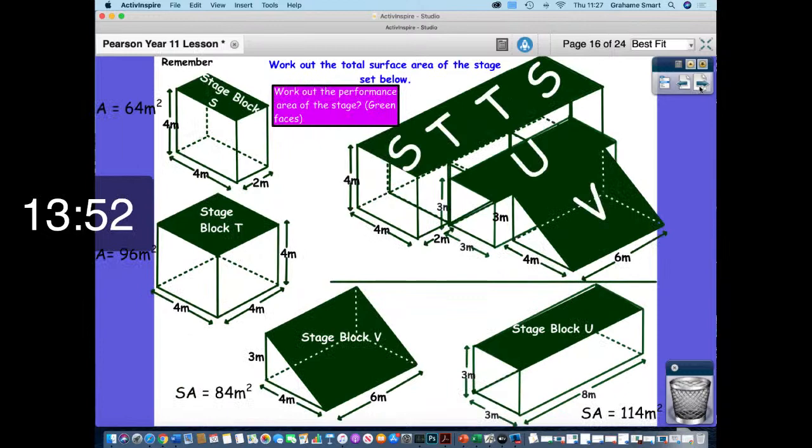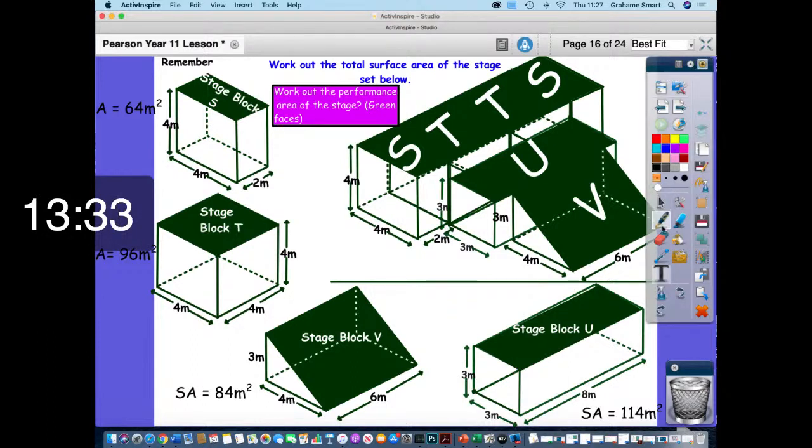What I'd like you to do now, and again just to say, I have reminded you of the surface areas by putting them next to the shapes. Can you work out the total surface area of the stage set below? And then work out the performance area of the stage, which is the green faces only. What I mean by that is where the performers can actually perform. So they can only perform on the top face of all of these shapes.